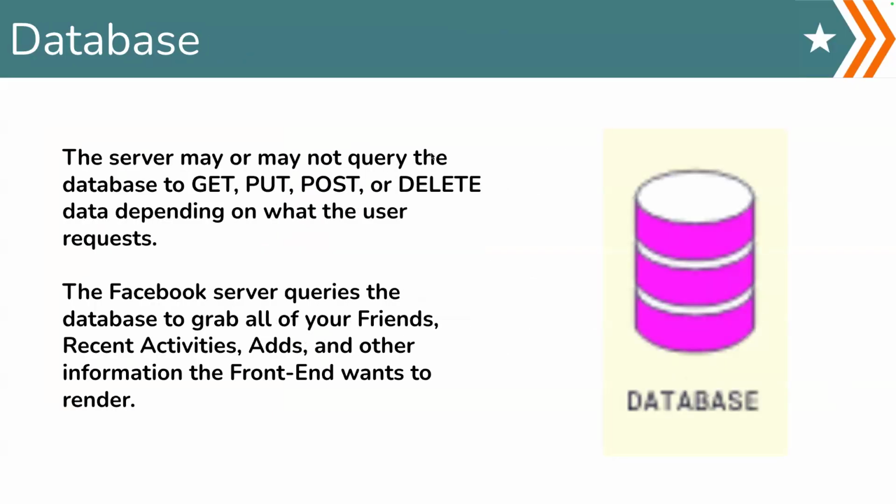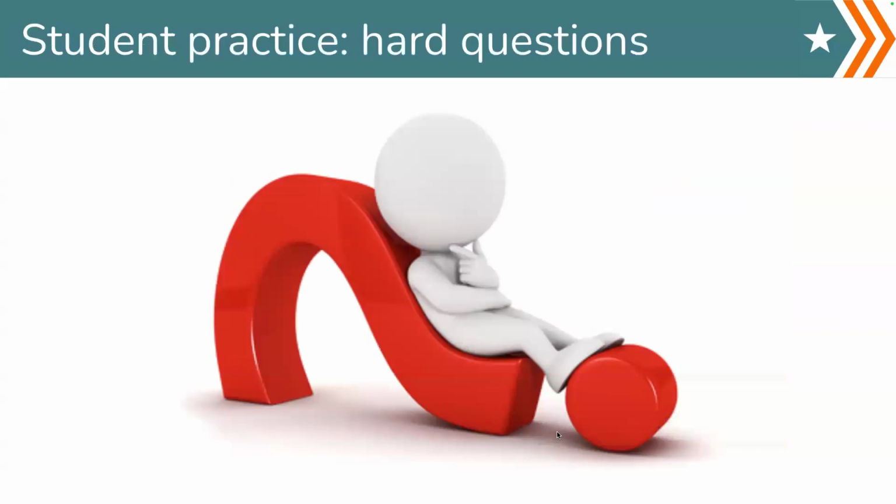So now the server may or may not query the database to get, put, post, or delete data depending on what the user requests. The Facebook server queries the database to grab all of your friends, recent activities, ads, and other information that the front end wants to render.